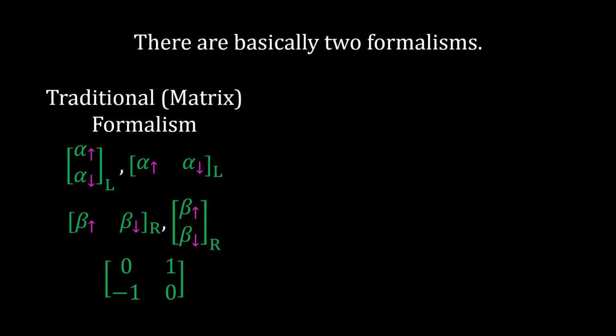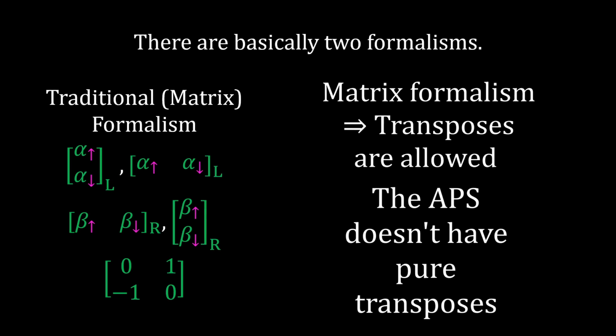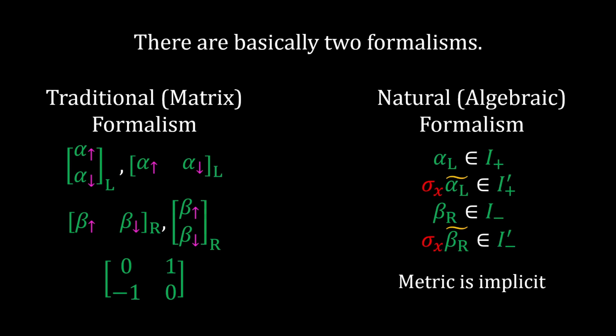For the first, I use the term traditional formalism. It deals with spinors as purely row and column vectors which interact via a spinor metric. As matrices are the basis of the formalism, operations like transposes are allowed. In the natural convention, which I've presented thus far, there are no algebraic operations that correspond to transposes, so it's not a traditional formalism. For the second, I use the term natural formalism.